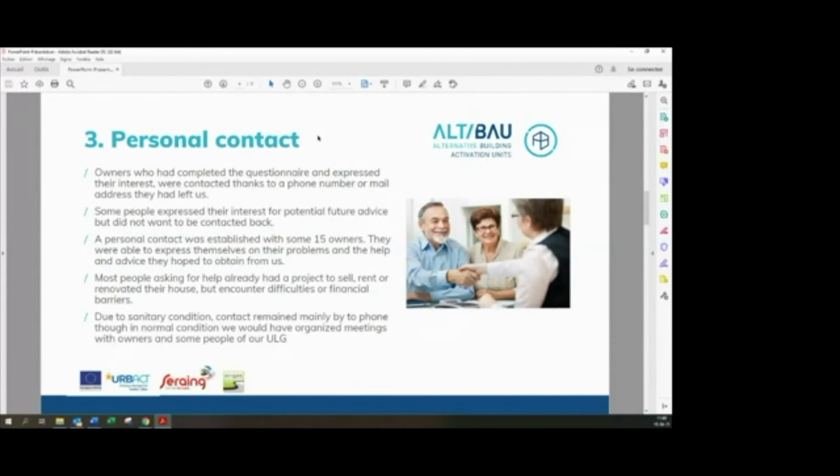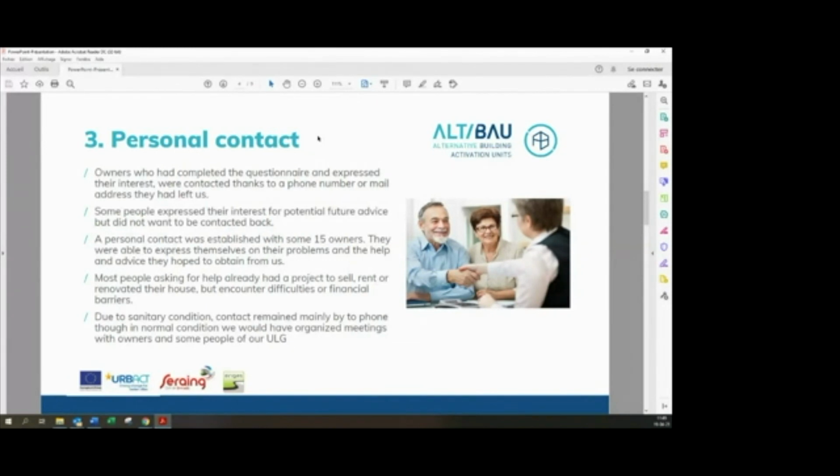Now, after the contact letter, we try to establish a personal contact with the owners that had expressed their interest for advice. Well, some owners answered the questionnaire, but they said they didn't want any advice, but they were keeping the contact, maybe contact us later. And other owners answered that they were interested to be contacted by us.